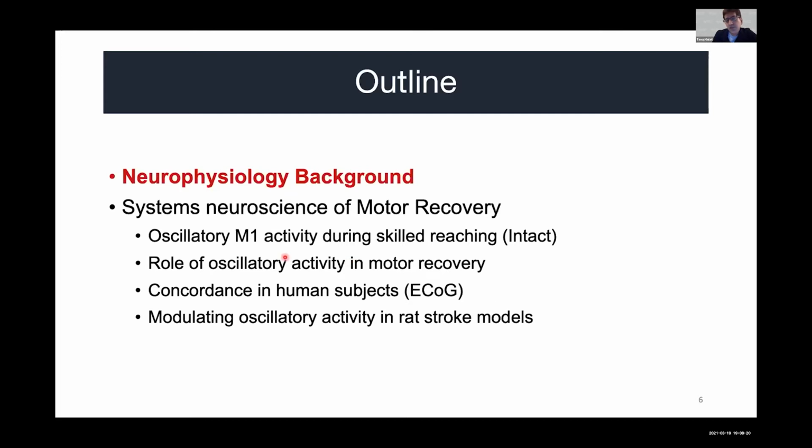And within that, I'll be showing you what we see in the brain in healthy rats, what really happens during motor recovery when the rats are injured and they're trying to relearn this reaching task. What kind of concordance do we see in the human subjects? And then obviously the translational neural engineering part, how we can modulate this activity to recover function after the injury. So I'll start with the neurophysiology background.